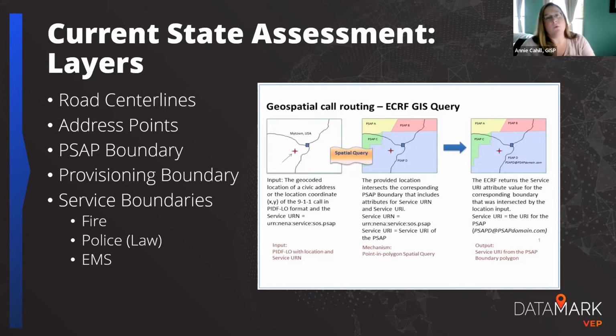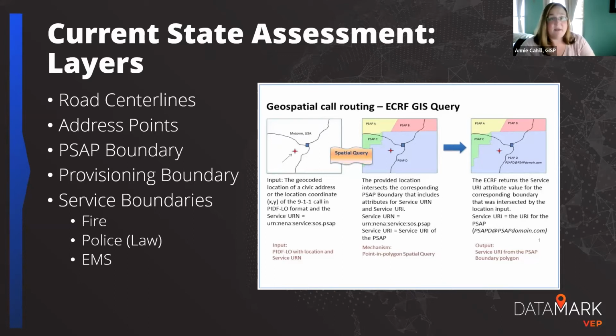So these are the minimum required layers: road center lines, address points, your PSAP boundary, provisioning boundary, and then your service boundaries for fire, police, and EMS. These are the minimum service boundaries. If you're in a coastal area and you have Coast Guard response, that could be another service boundary for you. Also poison control or park police. There are lots of possibilities for service boundaries. So these are the minimums.